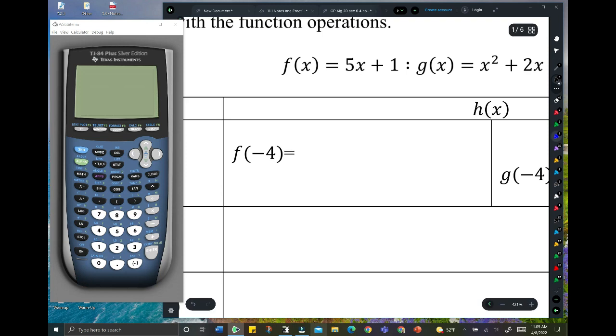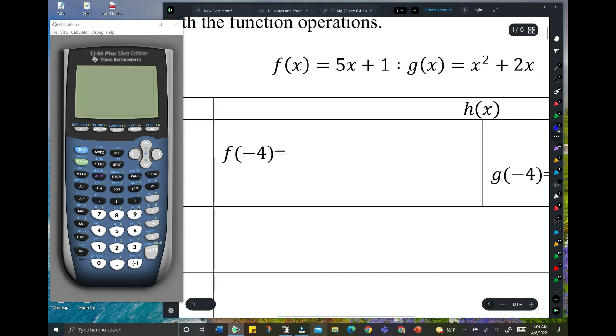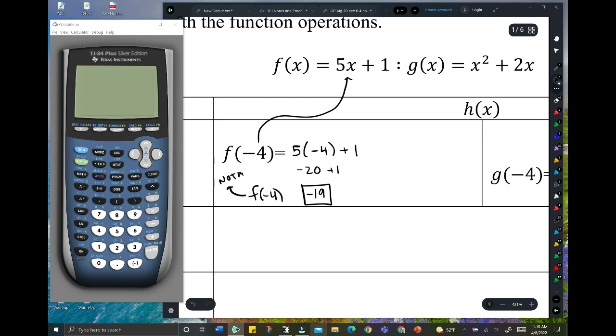So, basically, we have two functions here. We have Fred and Gary, we'll call them. F of x is 5x plus 1, and g of x is x squared plus 2x. Remember, when you're evaluating functions, it is as easy as substituting the value in and solving. That's all you're doing, putting negative 4 in for x. So this is going to be negative 20 plus 1, which is negative 19. That is the answer. This is just notation. You don't need to divide or anything else. So the answer is negative 19.